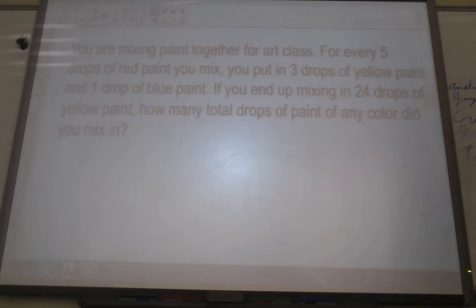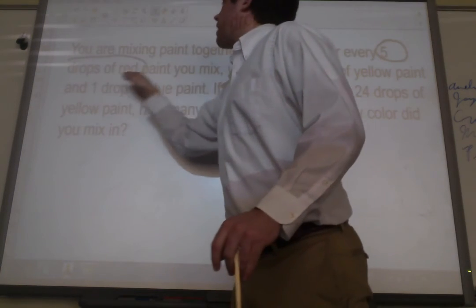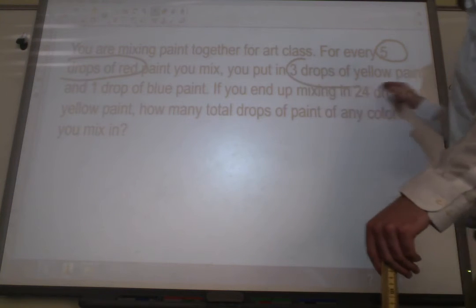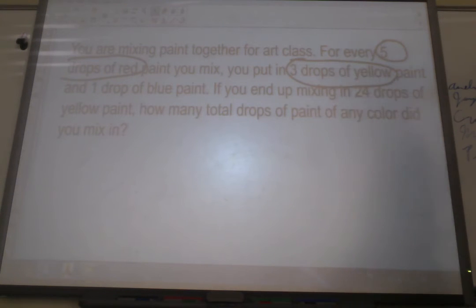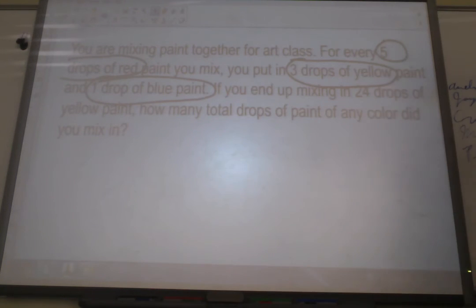You are mixing paint together for an art class. For every 5 drops of red paint you mix in, you put in 3 drops of, hold on, that's important information. 5 drops of red. You mix in 3 drops of yellow and 1 drop of blue. If you end up mixing in 24 drops of yellow paint, how many total drops of paint of any color did you mix in?